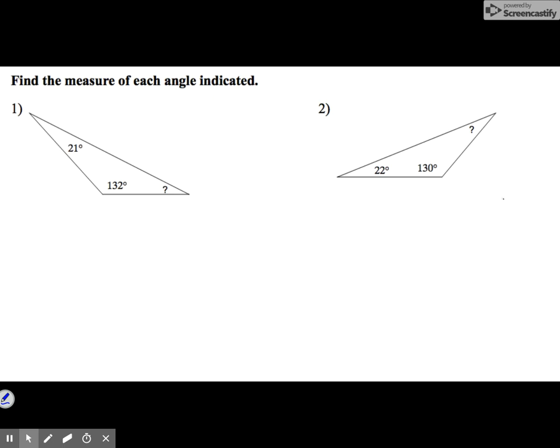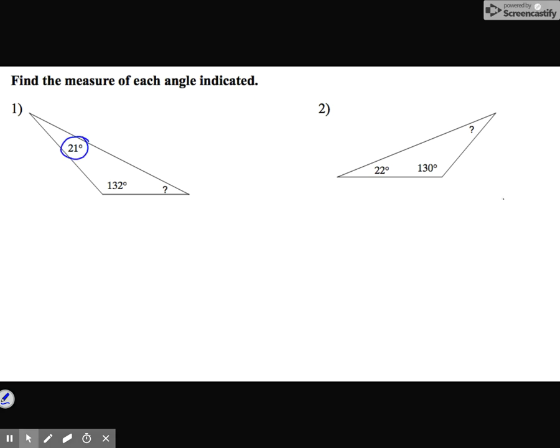If we look here, we'll look at problem 1. So we'll just do the first problem here together. I have three interior angles, and I know they add up to 180. So I'm going to write my own equation. 21 plus 132 plus my missing angle, which we're going to call x, equals 180. This will always be the case because we're dealing with interior angles.